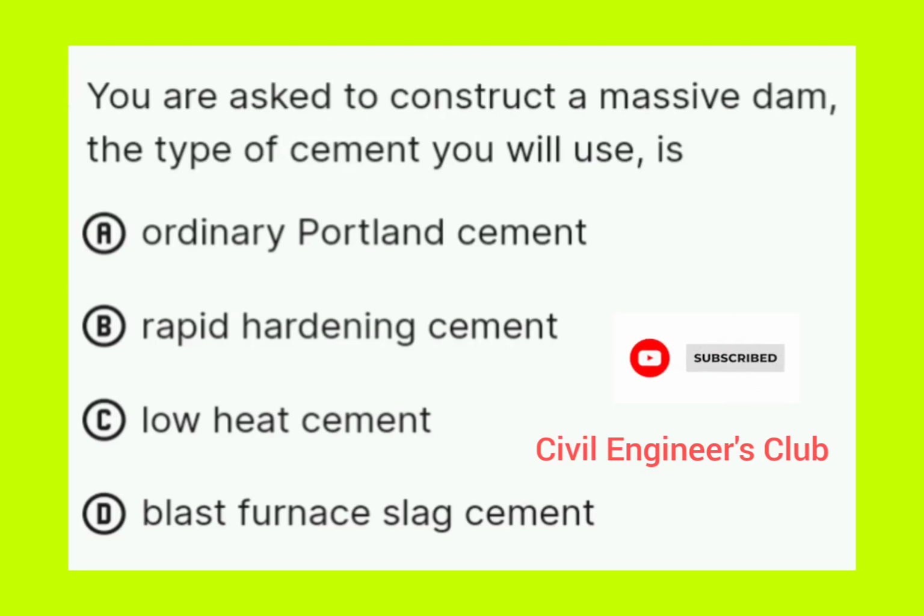The first question: you are asked to construct a massive dam. The type of cement you will use is option A, ordinary Portland cement; option B, rapid hardening cement; option C, low heat cement; and option D, blast furnace slag cement. Here the correct answer is option C, low heat cement. Always remember that massive structure is constructed with low heat cement.